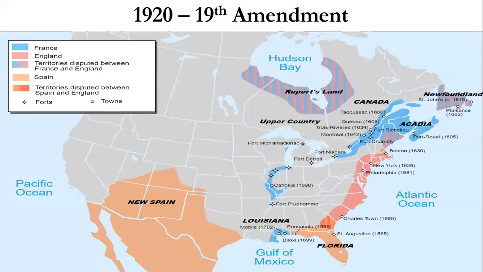All right, 1920, you have the 19th Amendment, which is created. This picture has nothing to do with the 19th Amendment, but you know what? We make mistakes. Let's just keep going. 19th Amendment, women get the right to vote.